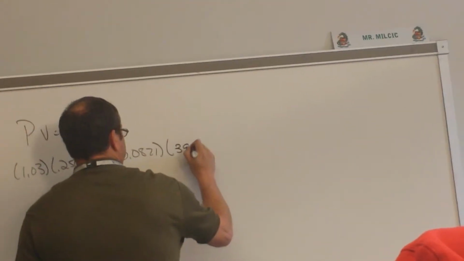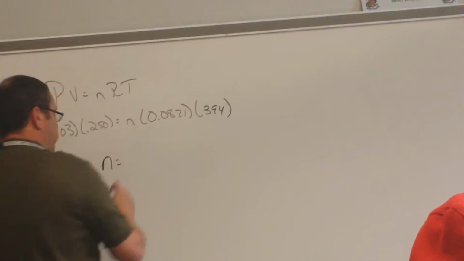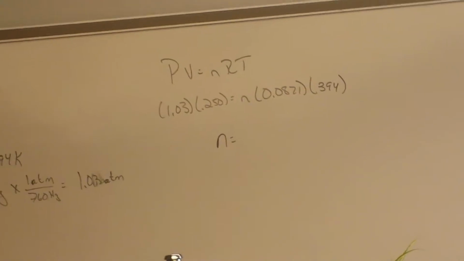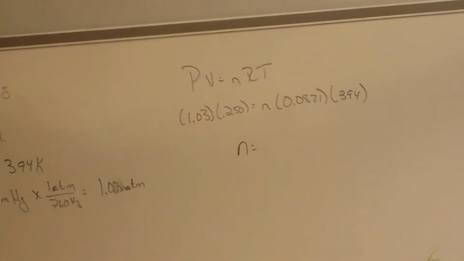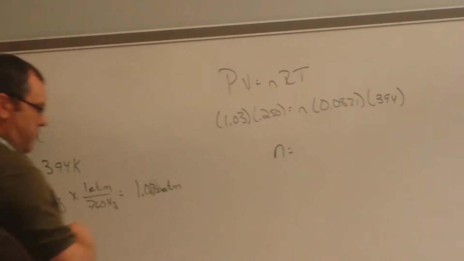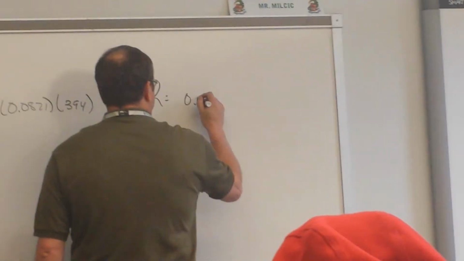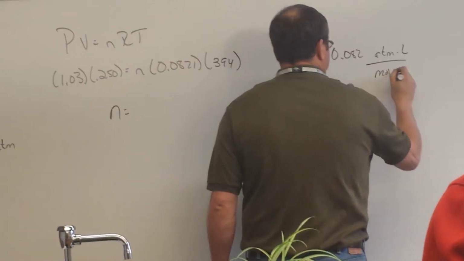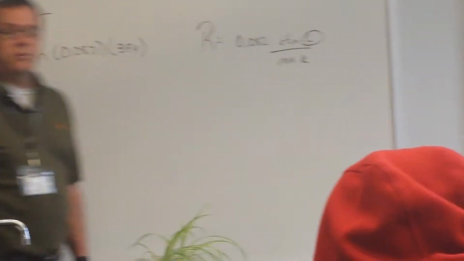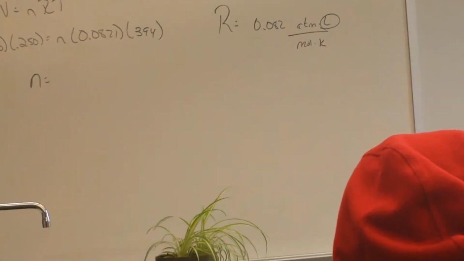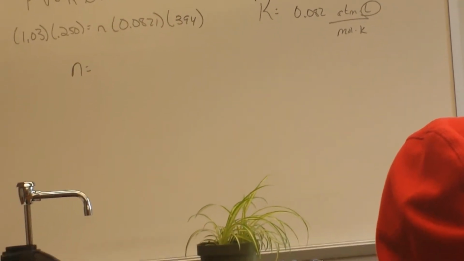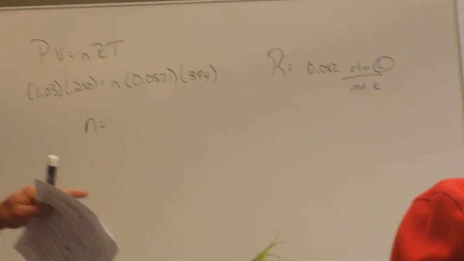Temperature is 394. Wait, when you're using PV equals nRT, do you have to change the volume to liters? This is one of the few times that volume has to be in liters. The reason is, if you look at our R value, it is 0.0821 atmosphere liters per mole Kelvin. So liters is part of the units for R. So your volume always has to be in liters.